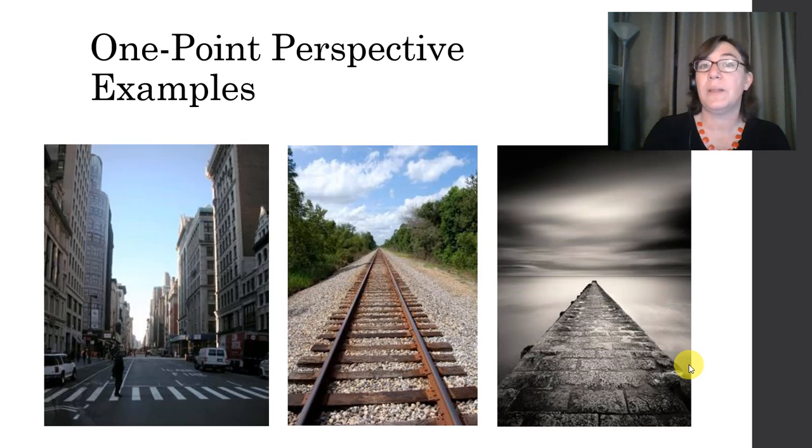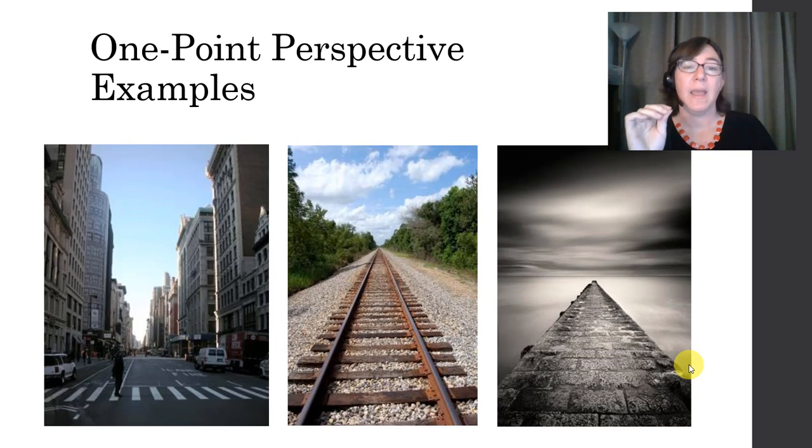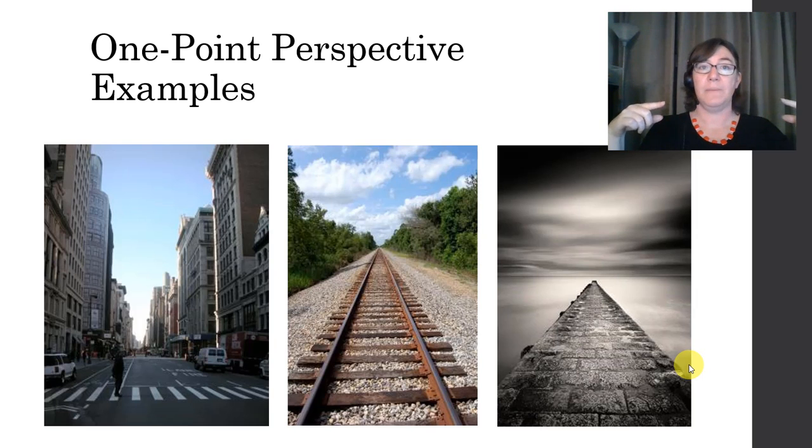So here are some more examples of one-point perspective in photography and in real life. Go ahead and pause the video right here for a second and see if in each of these three examples you can identify the horizon line, the vanishing point, any horizontal lines, vertical lines, and perspective lines.